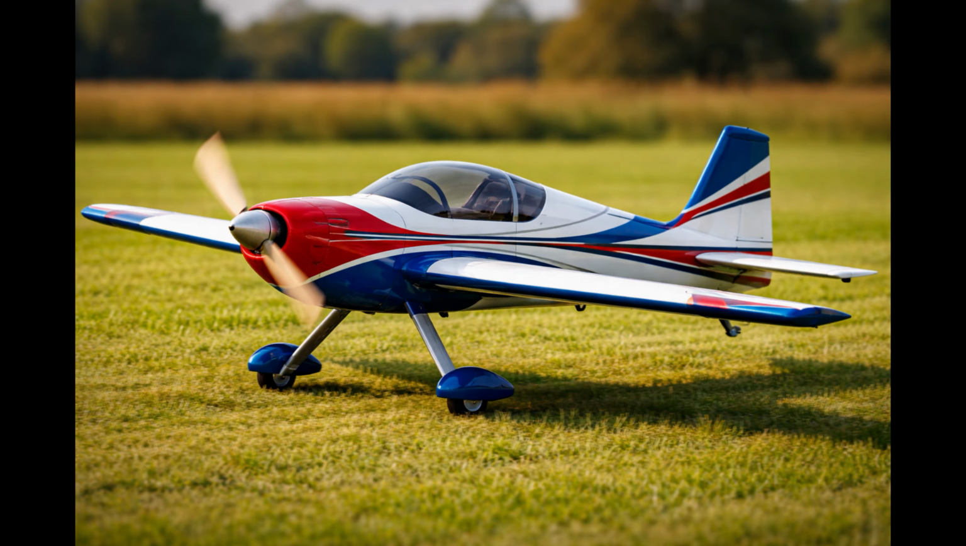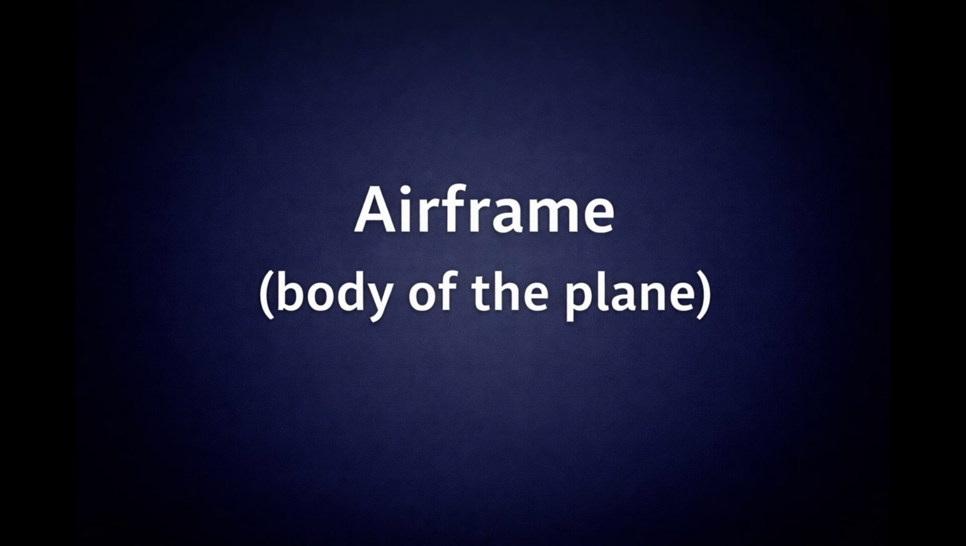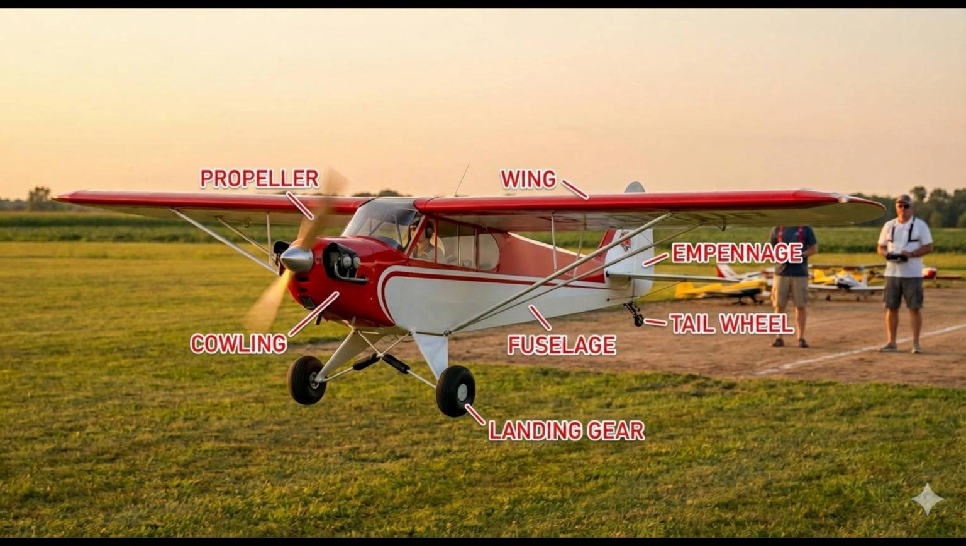Let's break down the main components one by one. The airframe, body of the plane. The airframe is the structure of the RC airplane. It includes the fuselage, the main body; wings, which provide lift; and the tail section, which provides stability. Common materials used to build RC airplanes: foam, lightweight and beginner-friendly; balsa wood; plastic or composite materials.